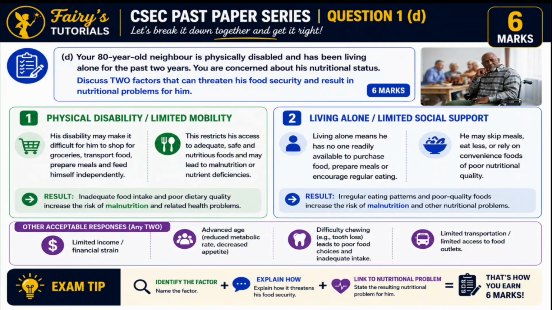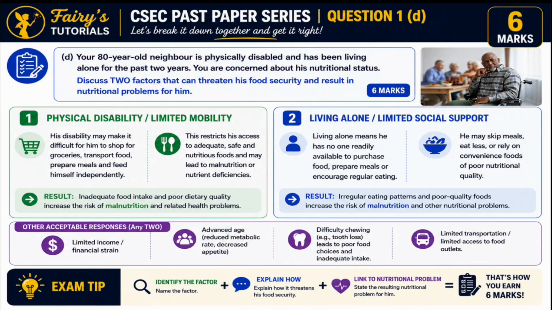Moving right along to question D. It says, your 80-year-old neighbor is physically disabled and has been living alone for the past 2 years. You are concerned about his nutritional status. Discuss 2 factors that can threaten his food security and result in nutritional problems, right? So food security here is referring to that he doesn't have access to safe and reliable food, right? And his nutritional problem, meaning those issues that he is having based on his nutrition.